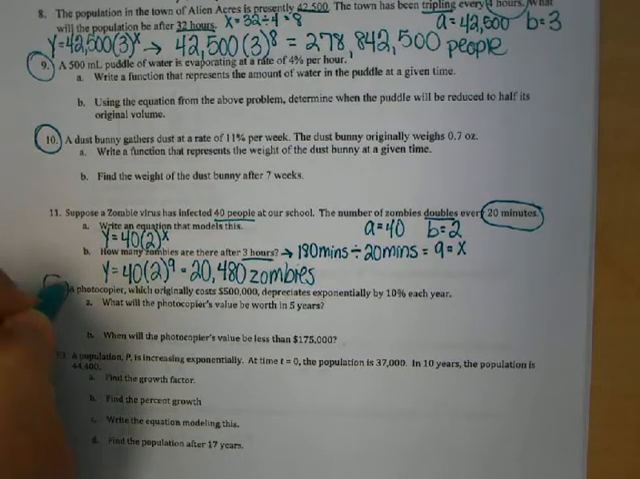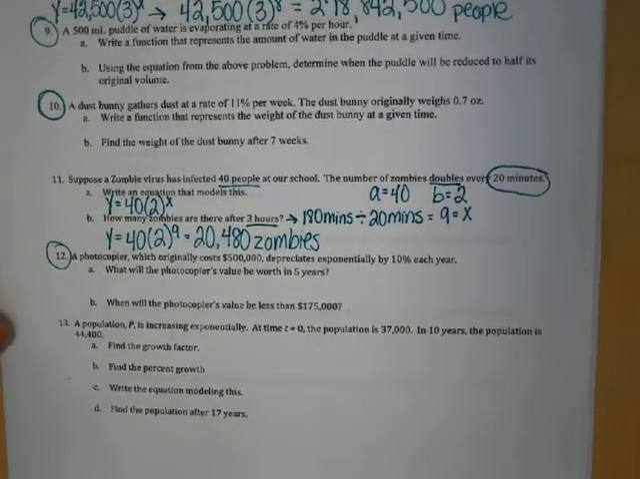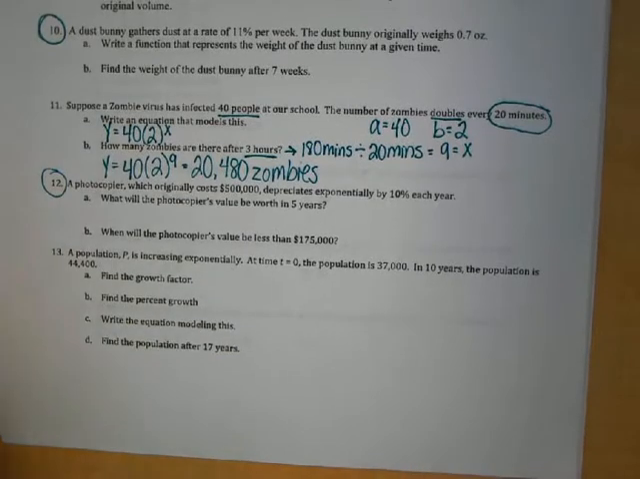Go ahead and circle number 12. 12 is once again similar to number 9, which is similar to number 7. And we're going to look at number 13 together.